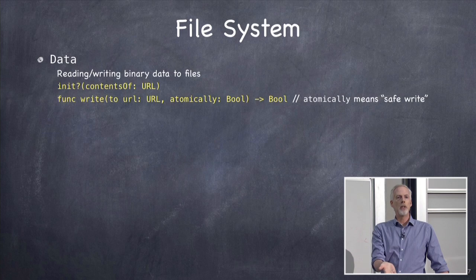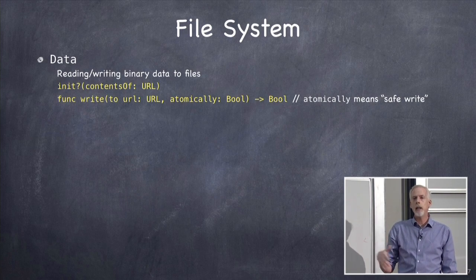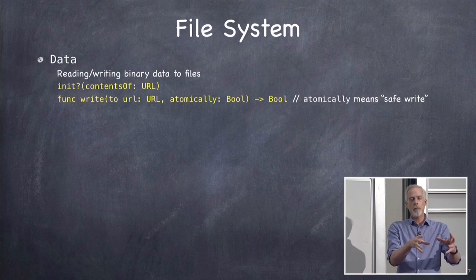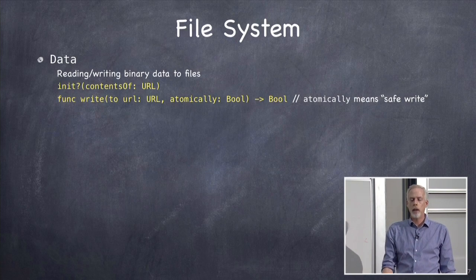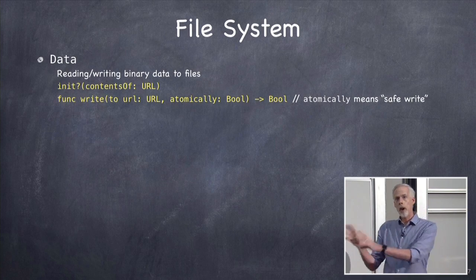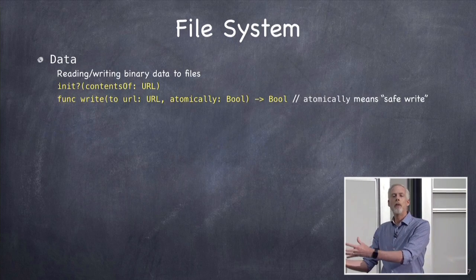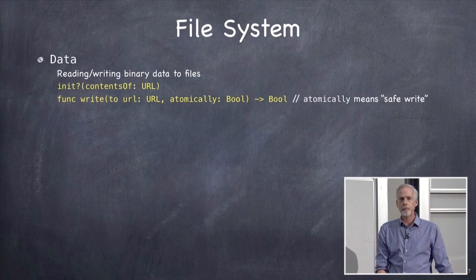And then you can say write to URL. So this is a Data method here, write to URL atomically, and it will write it out to that URL. So you have to build yourself a URL by getting a sandbox directory and then appending whatever name you want to it. Then you say write to URL. Atomically just means it'll write it to a temp file first and then swap it in. So if you ran out of disk space while writing it or something, it wouldn't corrupt a file that was already there, for example.